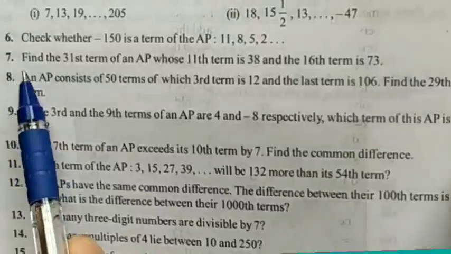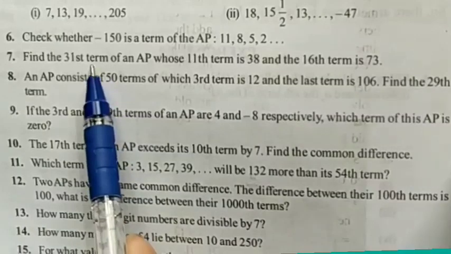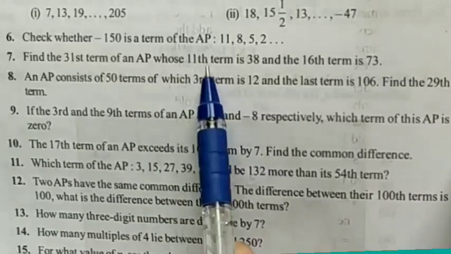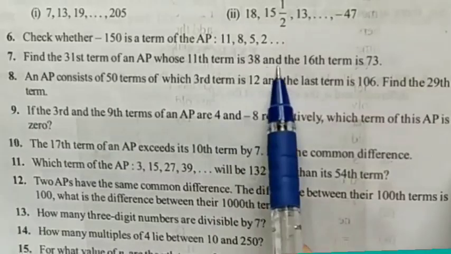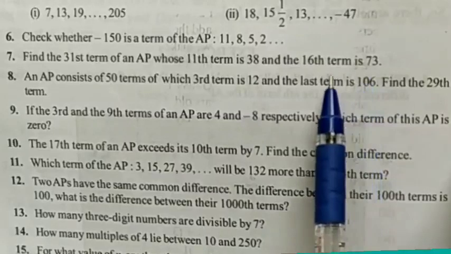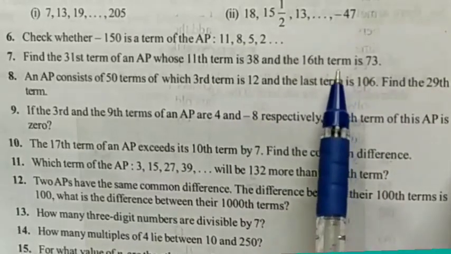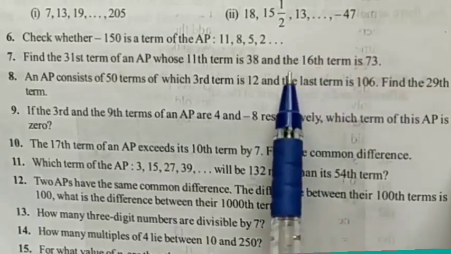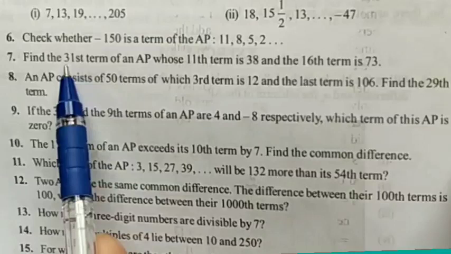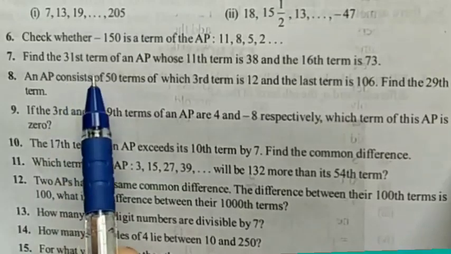Now in the 7th question, find the 31st term of an AP whose 11th term is 38 and 16th term is 73. Using the two equations, we have to first find A and D. After getting A and D, we have to find the 31st term. Okay, so let's do the calculation. First you write the given points.